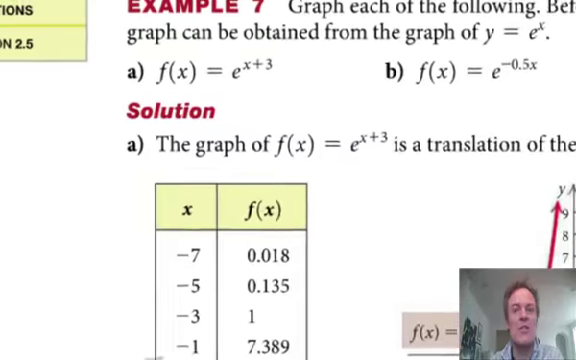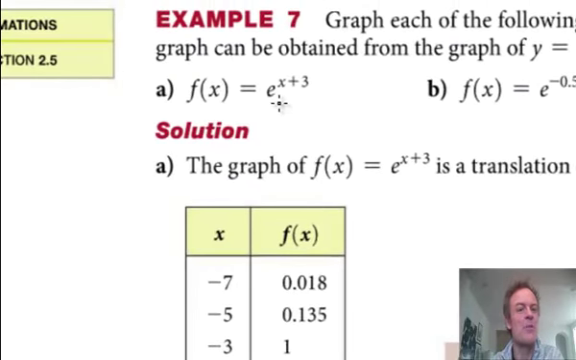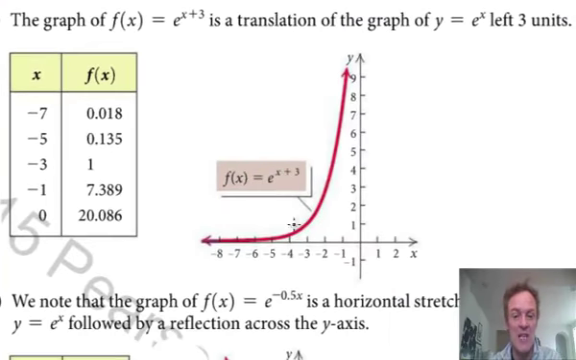Right, transformations. E to the x plus 3, this is the e to the x graph. The exponential graph moved 3 to the left. Here it is. So again, instead of crossing through this point here, okay, 1, 2, there it is, that point moves to there. It's hard to see with the, again, horizontal movement, okay, but there you go. I've moved it 3 to the left, okay.